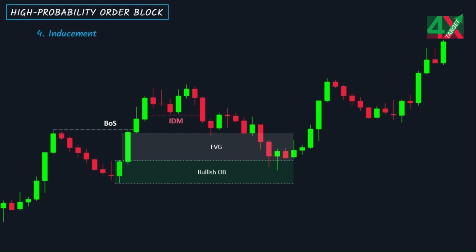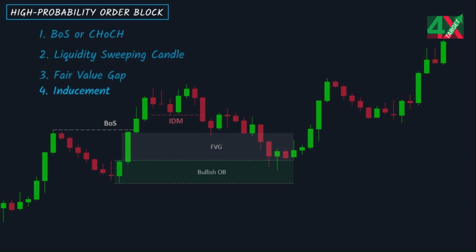Order blocks are not standalone entry tools. They work best when combined with market structure, liquidity, fair value gaps and inducement. When all these elements align, order blocks become powerful zones and increase the probability of success.